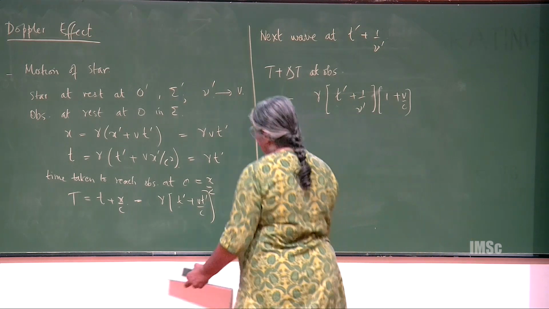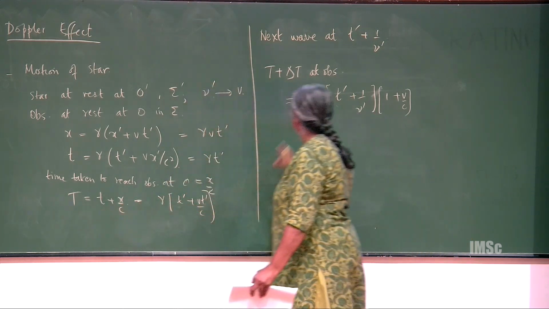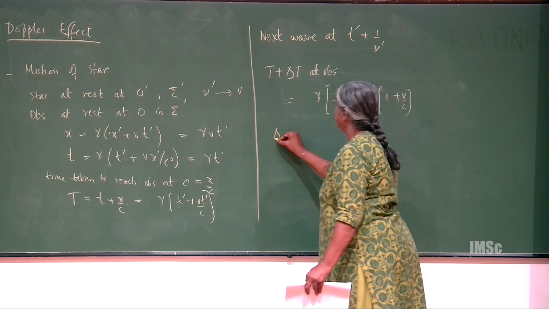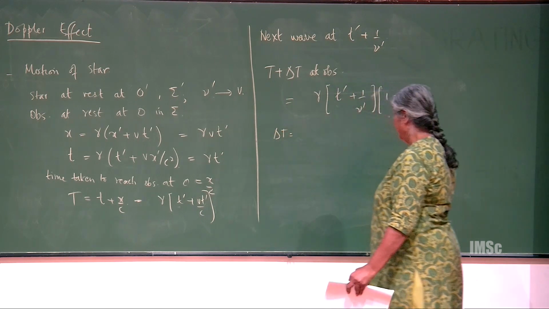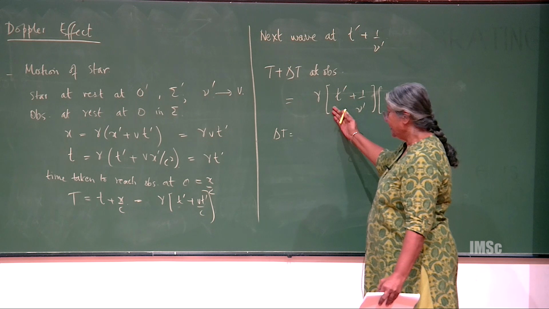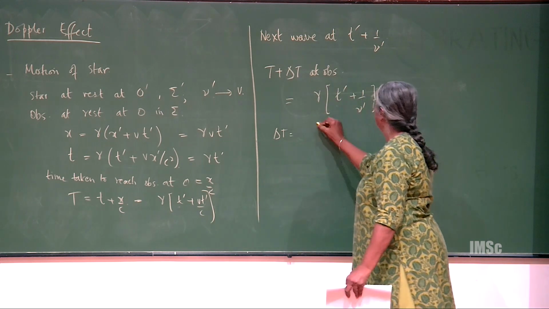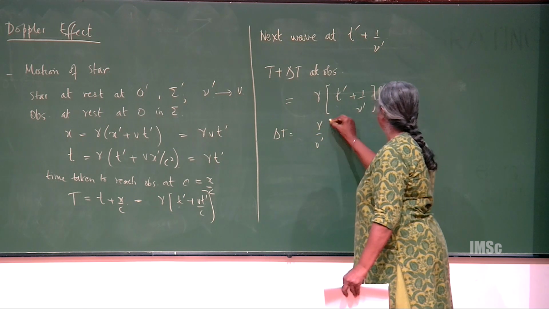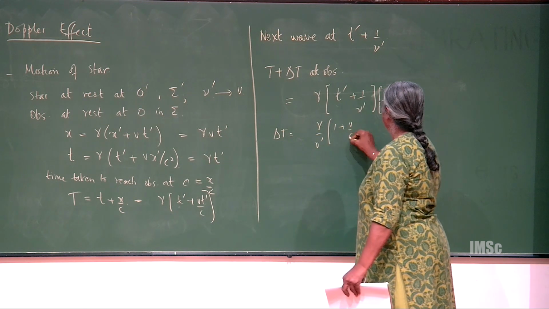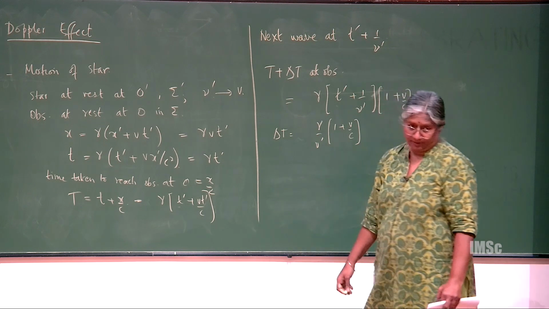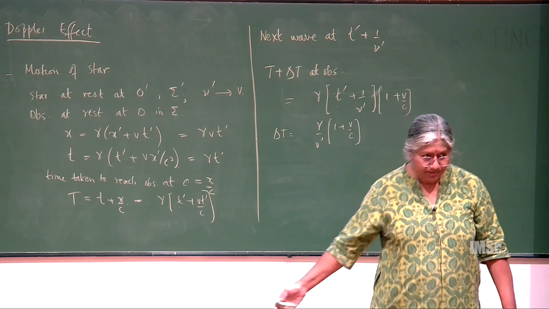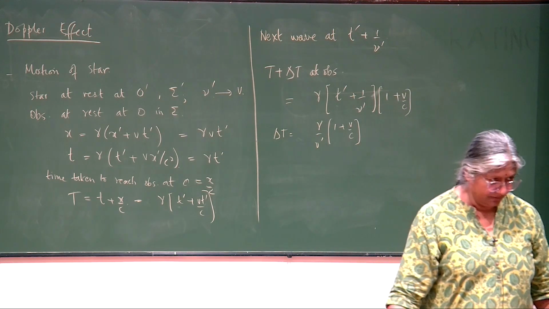The first one came at t, the second one came at t plus delta t. So delta t is the difference between these two. And you can see that gamma t prime into 1 plus v by c will cancel. So you will be left with gamma by nu prime into 1 plus v by c. But what is this delta t for the observer?